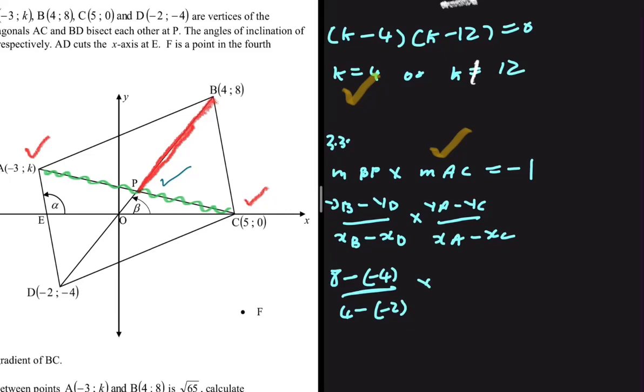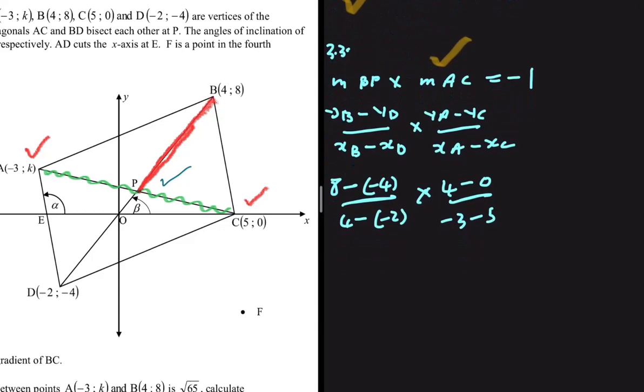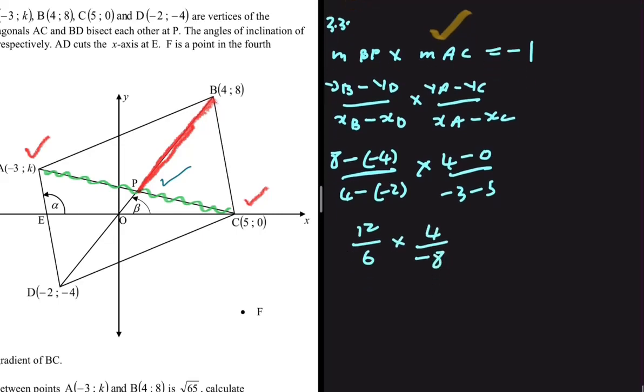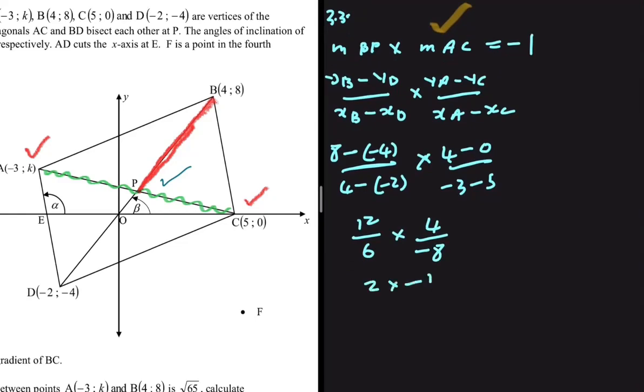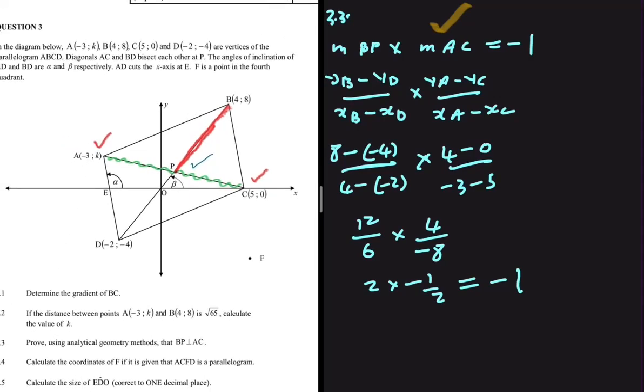And then we multiply that by the gradient of AC. We know what the value of y of A is now. It is 4, minus y of C, which is 0, divided by x of A, which is minus 3, minus x of C, which is 5. So what is 8 minus minus 4? That is 12 divided by 6, multiplied by 4 divided by minus 8. So we have 2 multiplied by minus a half, and this equals minus 1. So there we go. Those two lines are perpendicular as the product of the gradients is equal to minus 1.